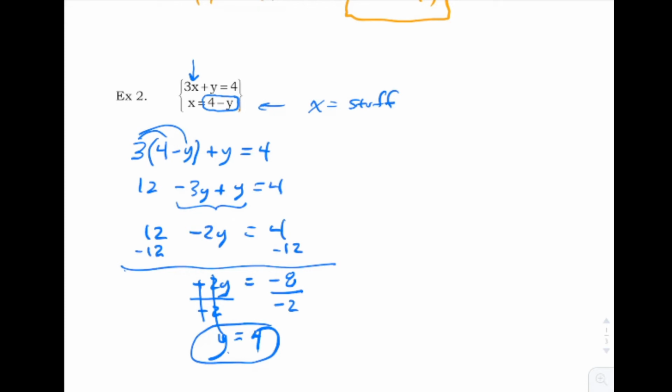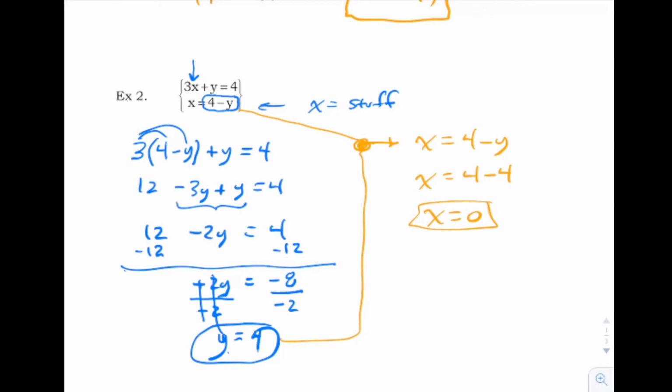So what I'll do now is I'll combine this and this. The bottom equation says x equals 4 minus y. But we have y equals 4. So that tells me that, well, x is equal to 0. And so the solution to this set of equations is x equals 0, y equals 4.